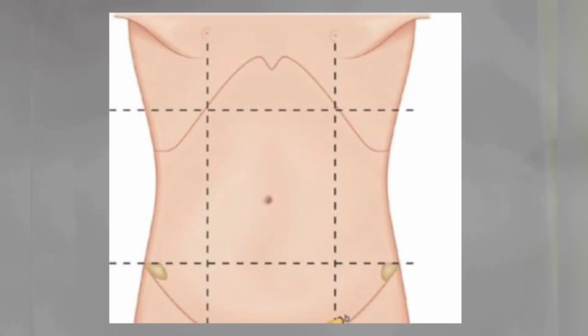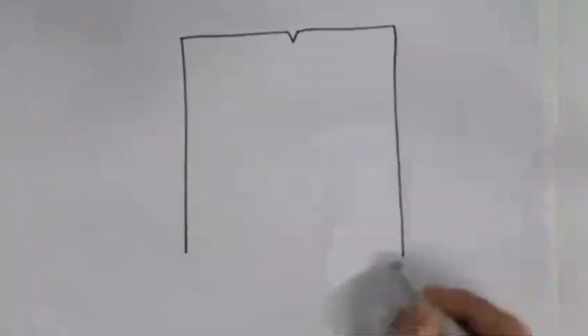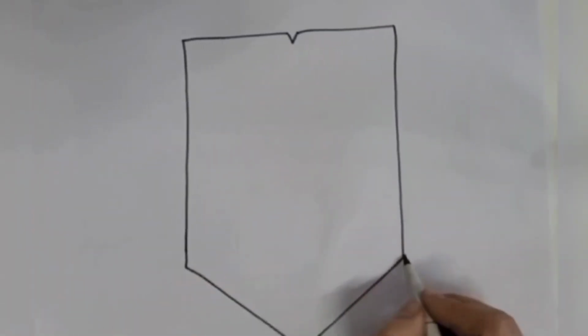Today I will be drawing the diagram of the abdomen in relation to the surgical structures. So first of all, whenever we have to draw the abdominal diagram, we have to follow certain principles. So let us start. This is the way we will be drawing.